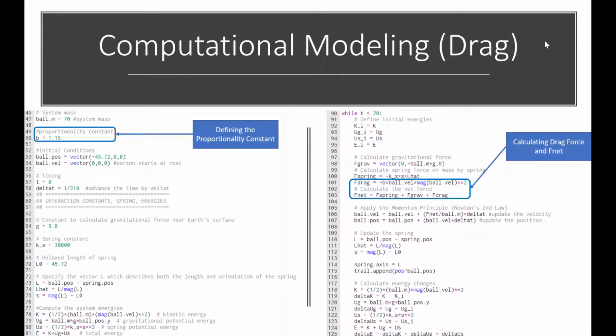For the model including drag, the initial conditions and iteration process were the same, except that we included a proportionality constant 1.15 and calculated this drag force and factored this as an additional force to calculate a new net force acting on the system. These additions are shown in blue.